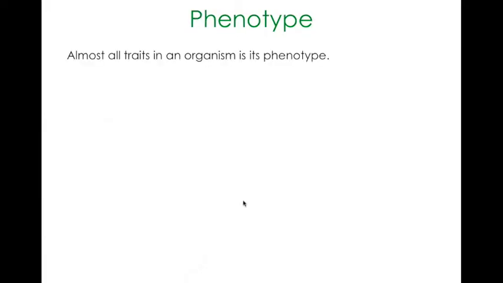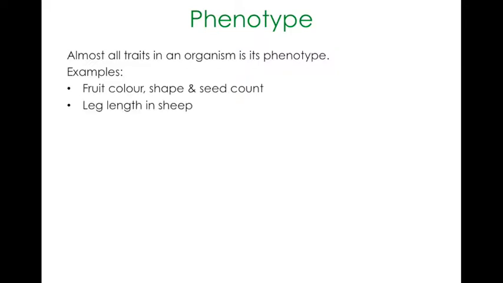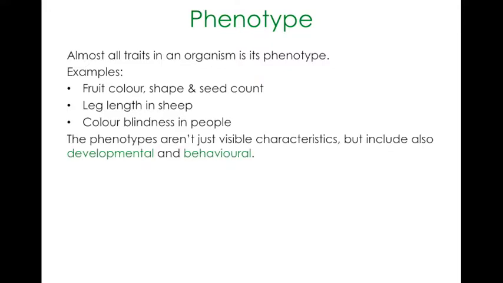The actual trait itself is the phenotype. Examples include fruit color, shape, and seed count. That's the actual resulting shape. Things like leg length in sheep is a genetic trait. Color blindness in people is a phenotype. Phenotypes are a bit more complex because they're not only physical characteristics, they can also be developmental and behavioral.